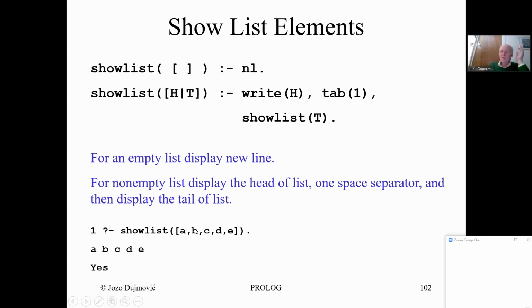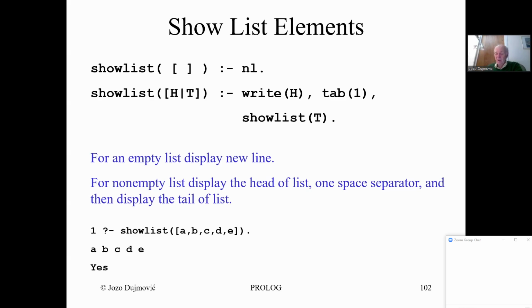Drop down, and you have B, C, D, E as the list. So head of that is now going to be the second element B. Tail of that is going to be C, D, E. You go here, display head. Head is this B. Put one space. This is this space between B and C. And then show the tail, which is C, D, E. And so continue in that way. Show first, show second, show third. So always chop head, process head, and apply the same procedure to the tail of the list.